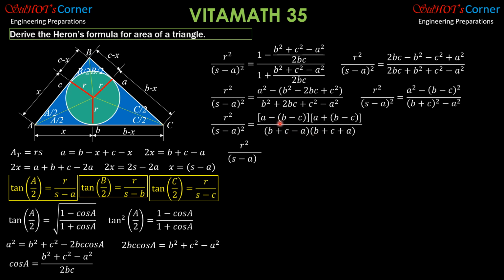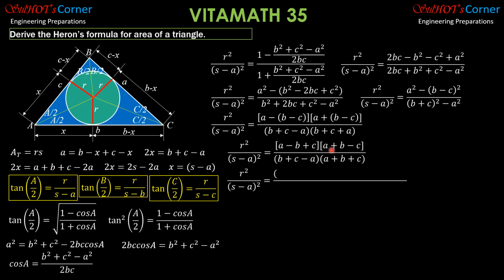So we have r squared over (s minus a) squared equals (a minus b plus c) times (a plus b minus c), all over (b plus c minus a) times (a plus b plus c). We write this as a plus b plus c minus 2b. This one is a plus b plus c minus 2c. Then this one is a plus b plus c minus 2a. Then this one is just a plus b plus c. So take note that a plus b plus c is 2s. So we replace a plus b plus c by 2s.